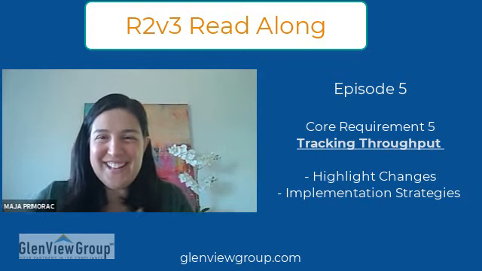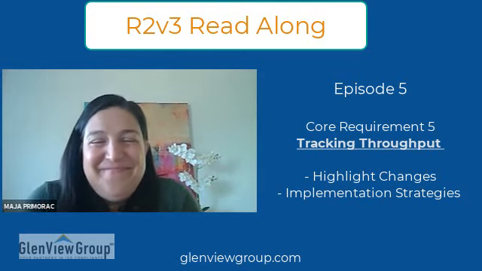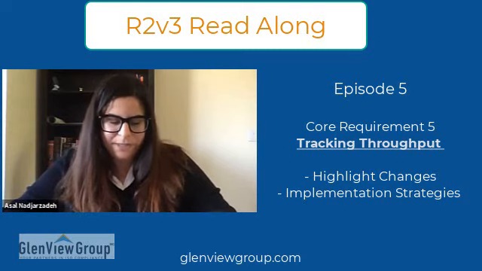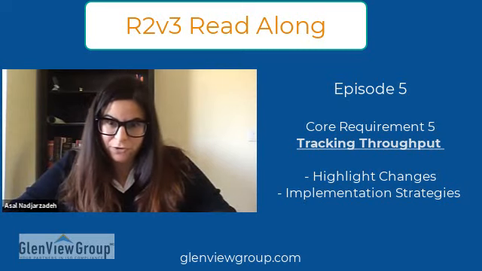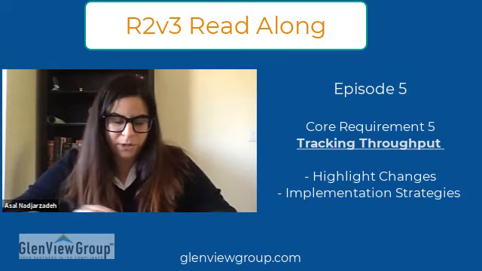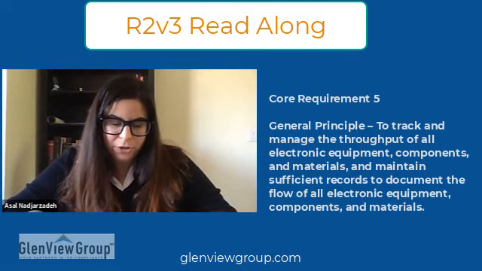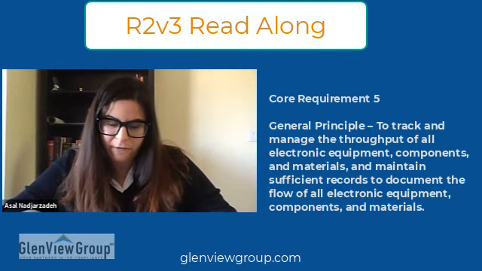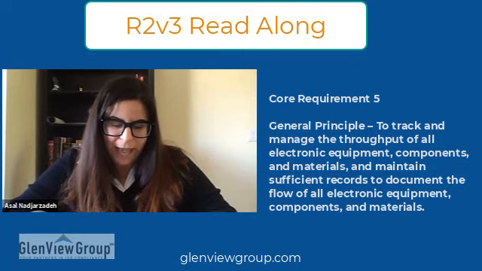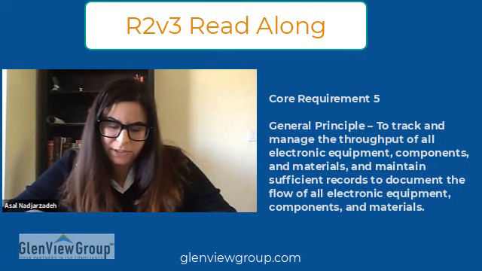So let's get started. Asal? All right, diving right in. So today we're going to be talking about core requirement number 5, tracking throughput. We'll start with the general principle. To track and manage the throughput of all electronic equipment, components, and materials, and maintain sufficient records to document the flow of all electronic equipment, components, and materials.